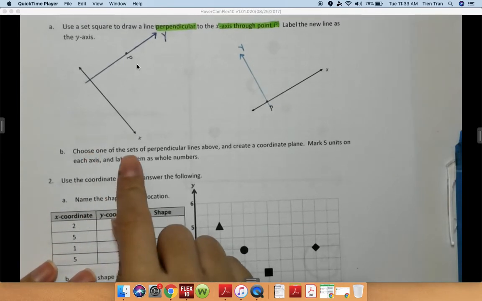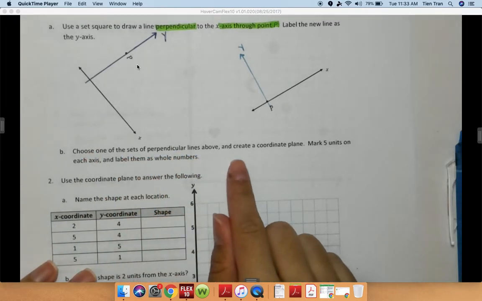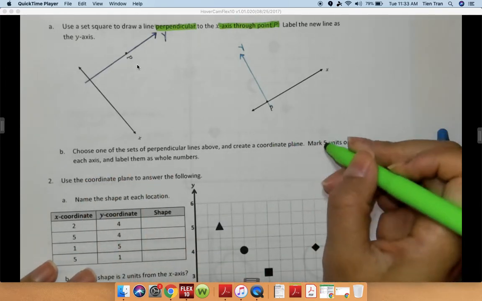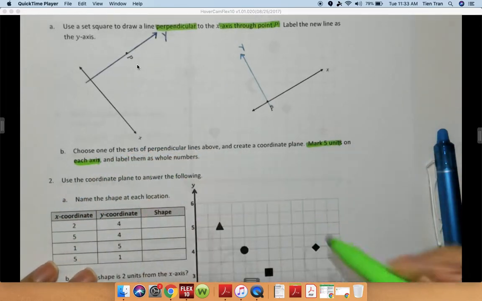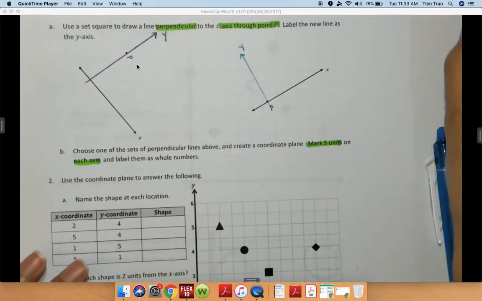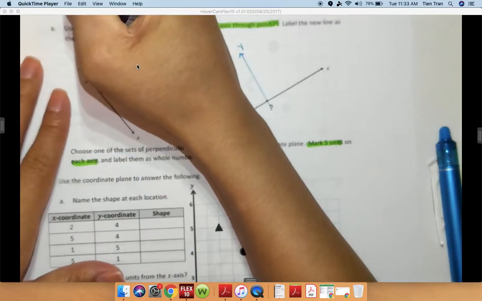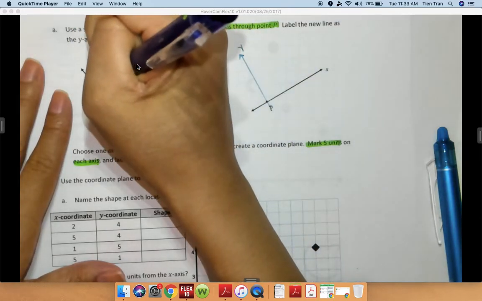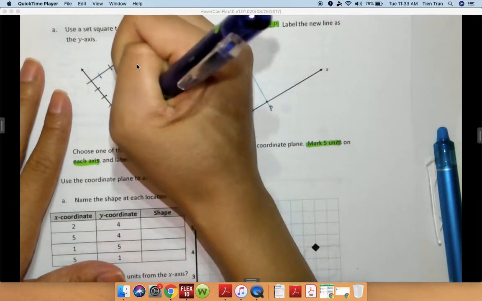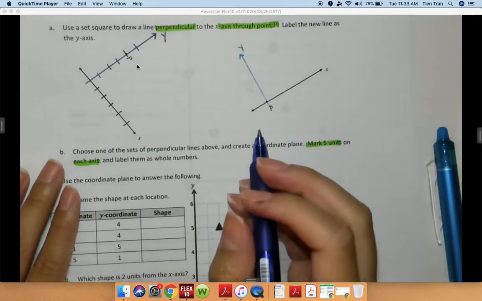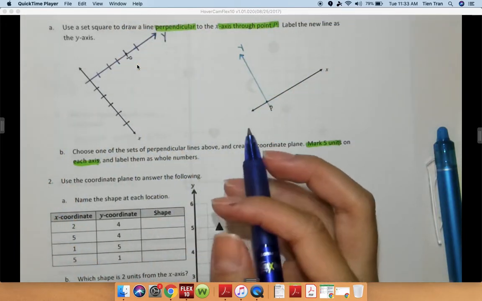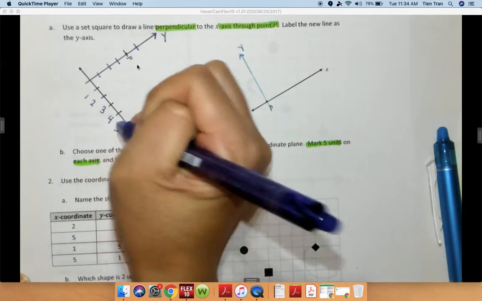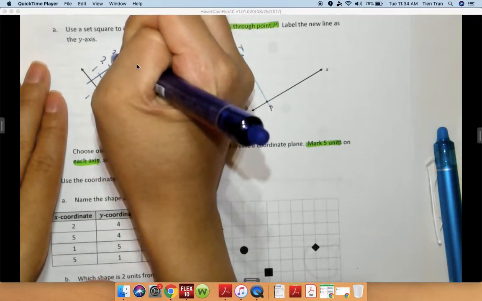For B, it asks you to choose one of the sets of perpendicular lines above and create a coordinate plane. Mark 5 units on each axis. So that's what I'm going to do, on either one. This one is longer, so I'm going to do this one. So I have 1, 2, 3, 4, 5, and on the other line, 1, 2, 3, 4, 5. I want the lines to be even because if it's all over the place, it's going to be difficult to identify things. So 1, 2, 3, 4, 5. 1, 2, 3, 4, 5.